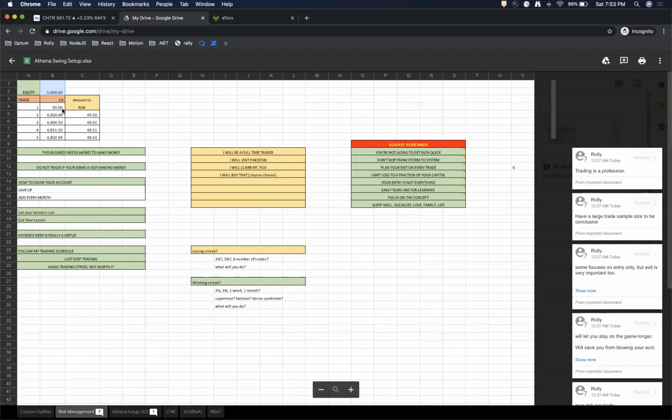Okay? So using that amount, doon ko sineset na 1% lang every trade, and then 5 open positions, maximum of 5 open trades lang.